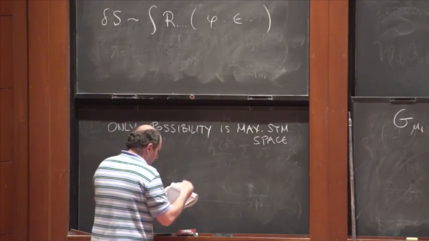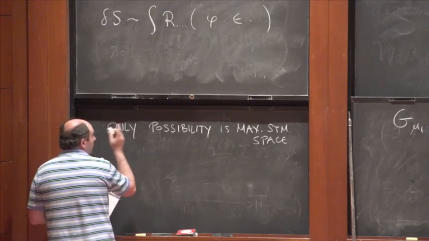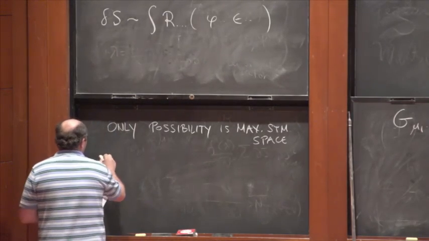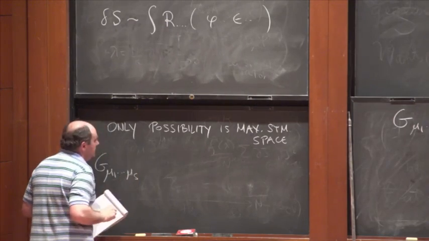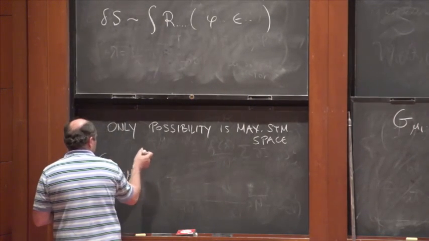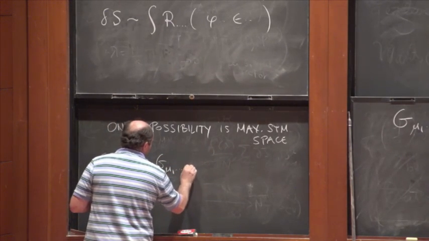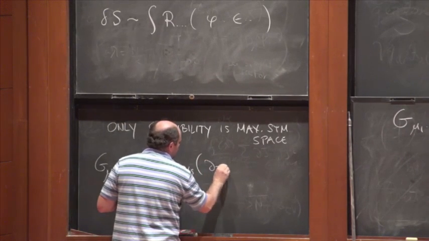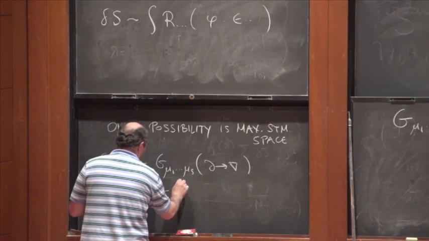Okay. Then the action can be made gauge invariant provided you slightly correct this tensor that I defined there. So let's say it will be the covariantization plus a correcting term which is quadratic.